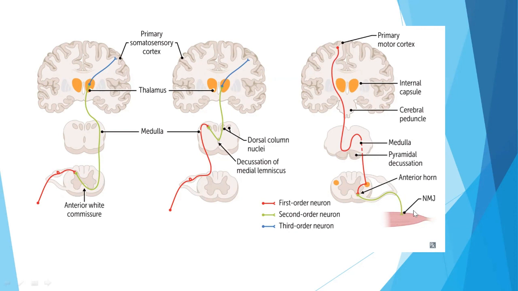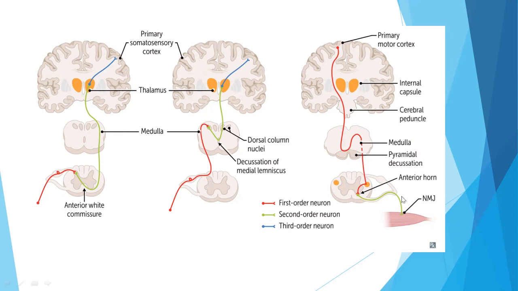Now, how do you say that something is upper motor neuron or lower motor neuron? The upper motor neuron is continuous from the primary motor cortex. It decussates, or sometimes does not decussate, and then it reaches the spinal cord, where it terminates, and there is the starting of the second order neuron. Now this second order neuron here is the lower motor neuron, because it is arising from the spinal cord.